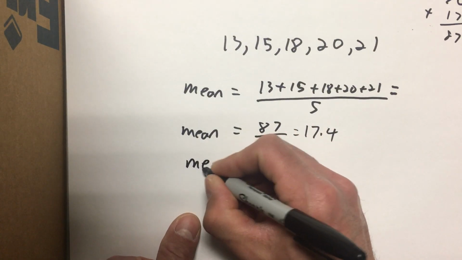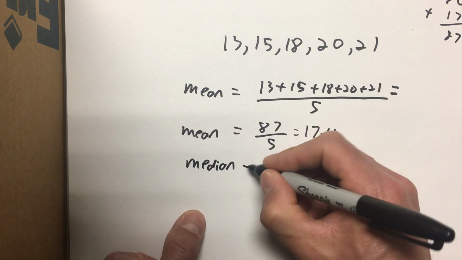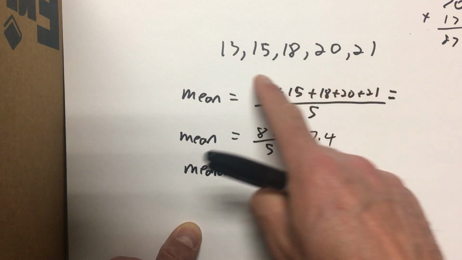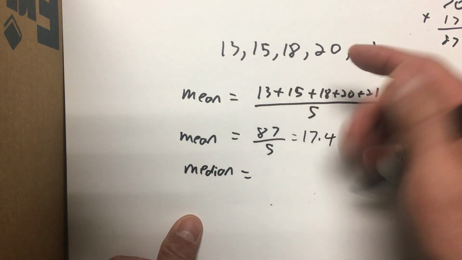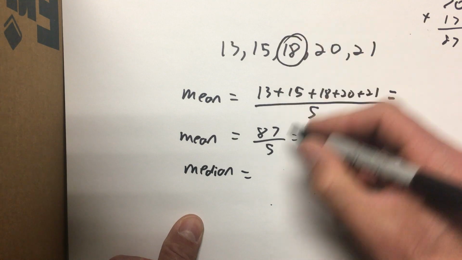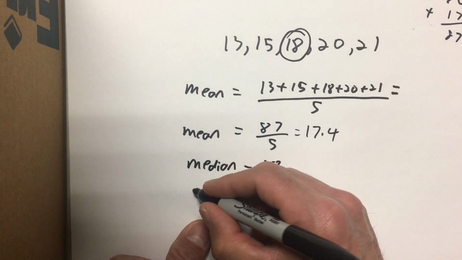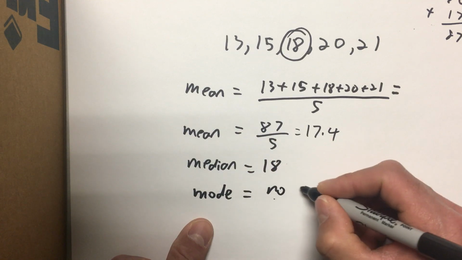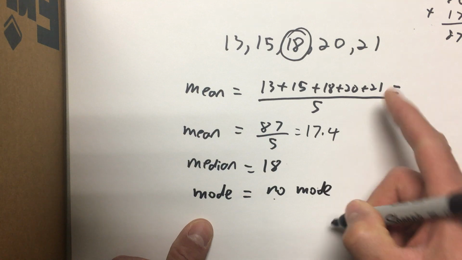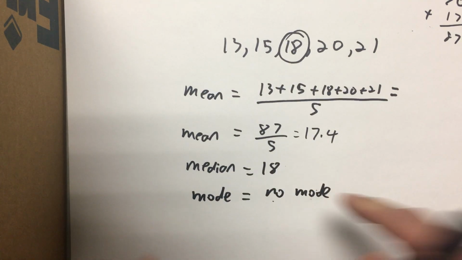The median is the center number when they're all in order. Let's check to verify that they're all in order. They go lowest to highest. There are 5 numbers. That's the middle number. So the median is 18. And the mode, the most common number, there is no mode. See, sometimes there'll be no repeating number, in which case you can say there is no mode.